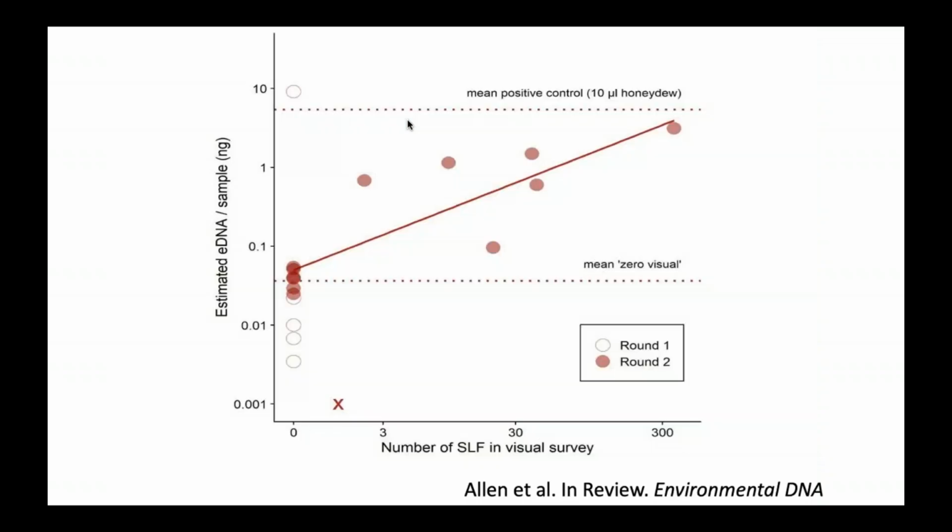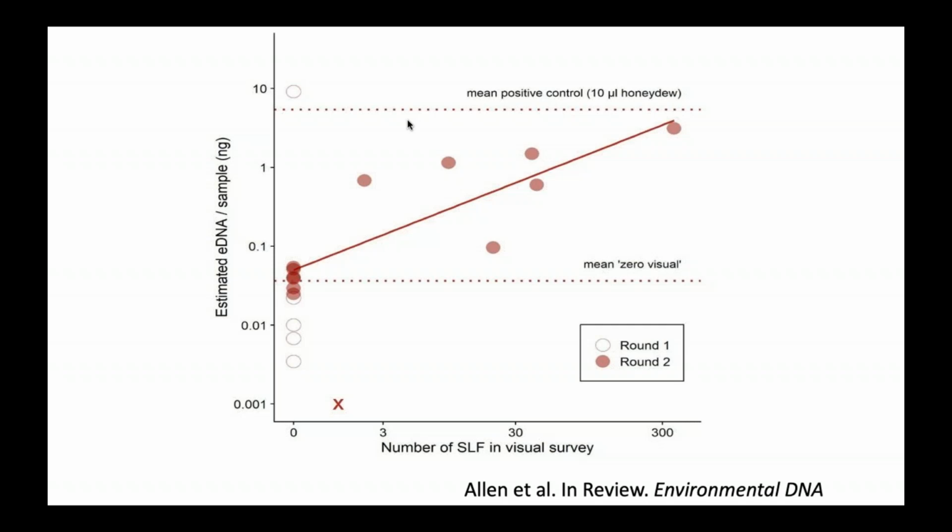So here's just a little bit of our results. This shows the number of lanternfly we had in visual surveys and the amount of DNA we had in our DNA samples. Round 1 is the low-density time of year, round 2 is high density. There are two take-home messages here. One is that as spotted lanternfly visual survey detections go up, the amount of DNA that we pull out goes up. So they broadly match each other.